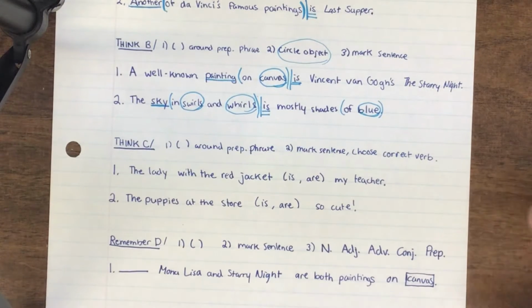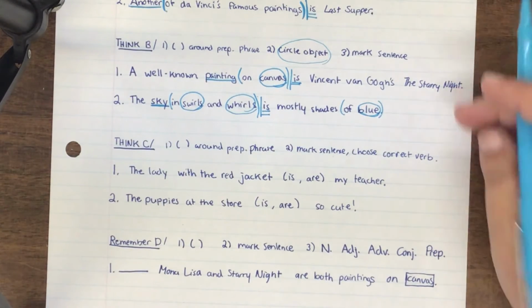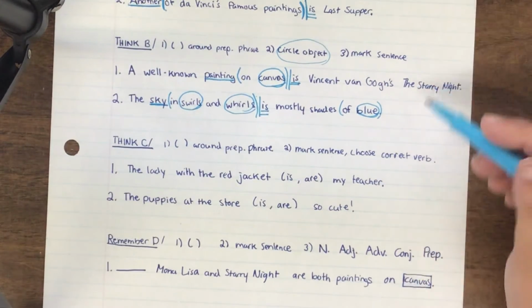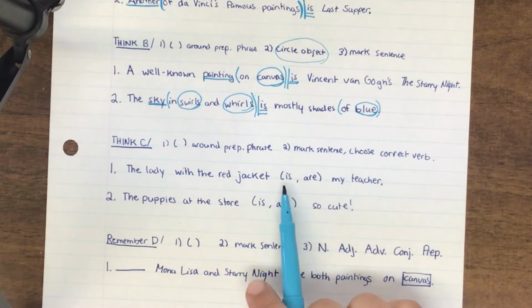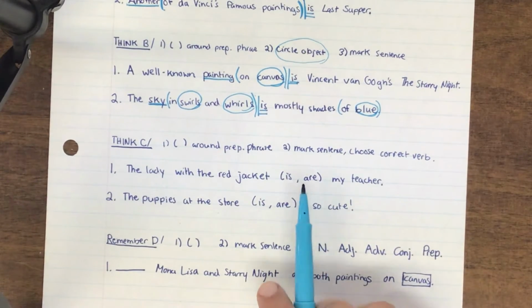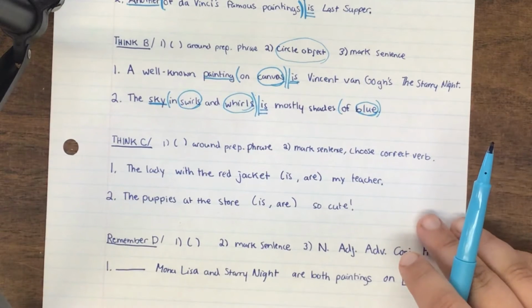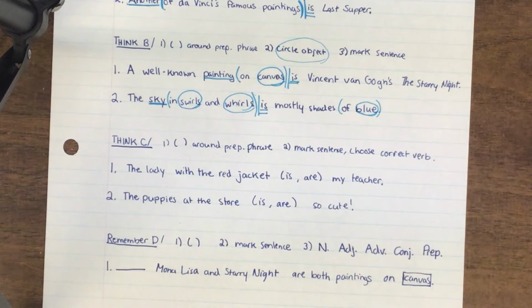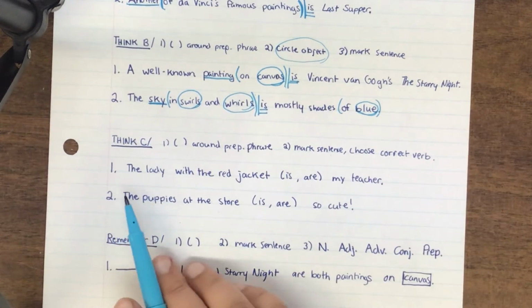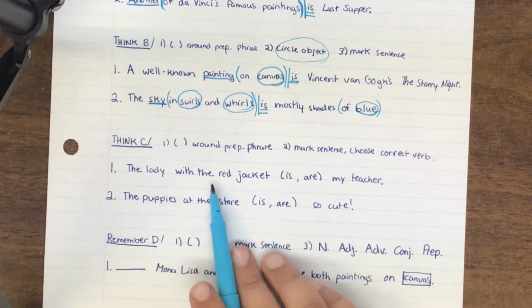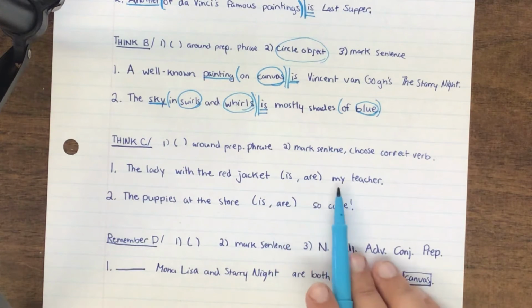There we go. So same thing for Think C. And this time we have another little trick here. This time we have to choose the correct verb in these parentheses as well as add our prepositional ones and mark the sentence. But that's okay, we can do that as well. So let's look at number 1. The lady with the red jacket is or are my teacher.